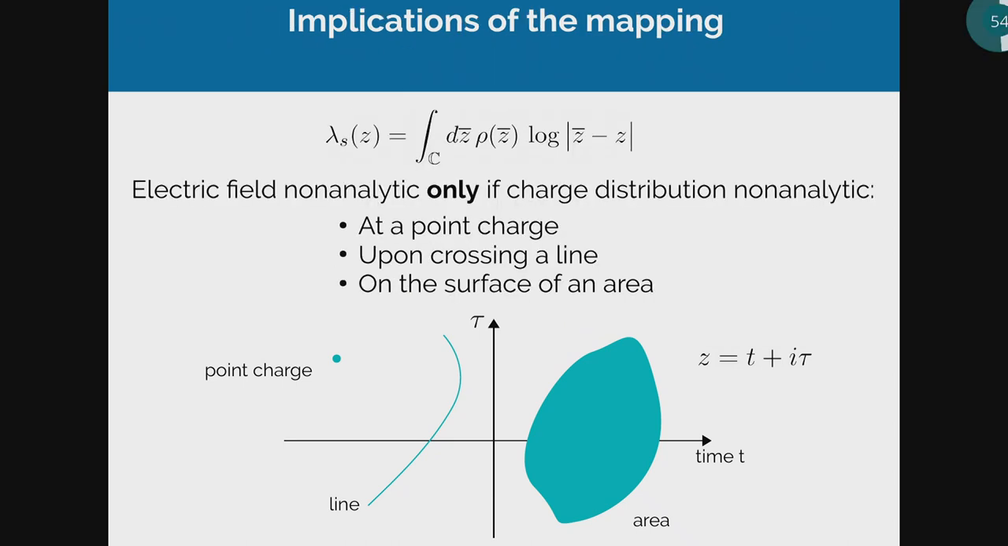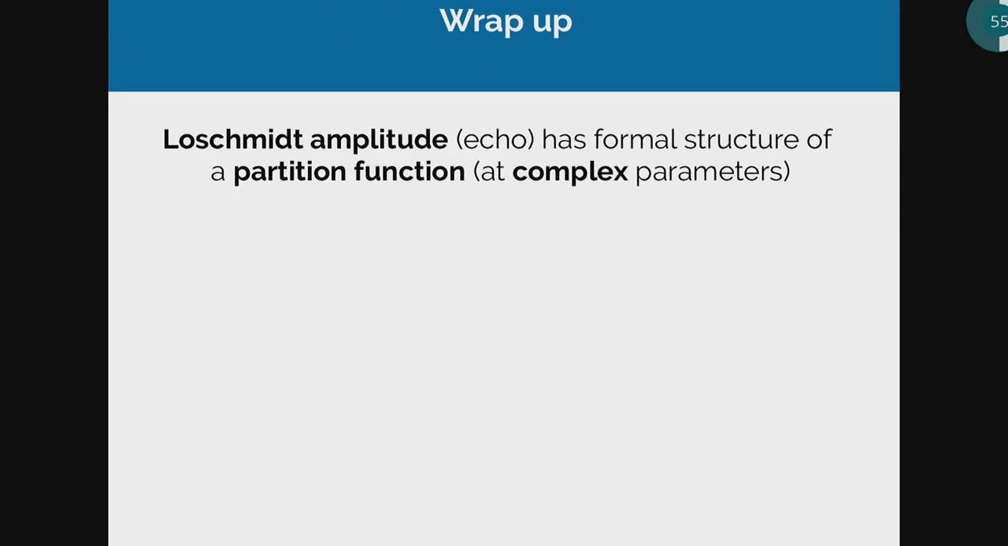Okay. So this I already told you. It can only be non-analytic at a point charge upon crossing such a line, or on the surface of an area. So these are the points where your lambda can be non-analytic. Okay, so now a quick wrap up.